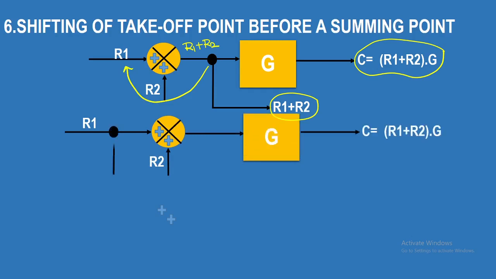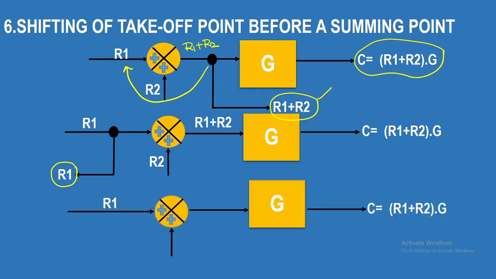So let us observe. Now I have shifted the takeoff point before the summing point, but here you observe that the output of this takeoff point was R1 plus R2, but after shifting this takeoff point, the output you are getting is R1 only. That means what is the change you have to make so that the takeoff point output does not get disturbed? I am going to add one summing point for this takeoff point.